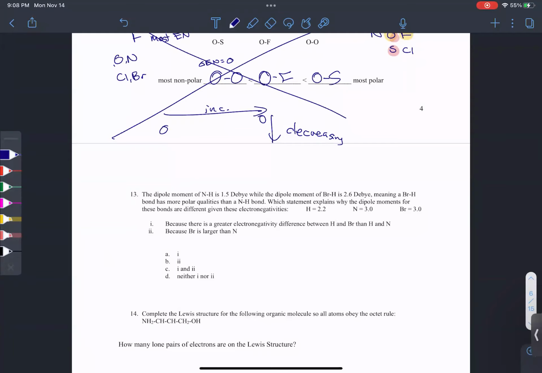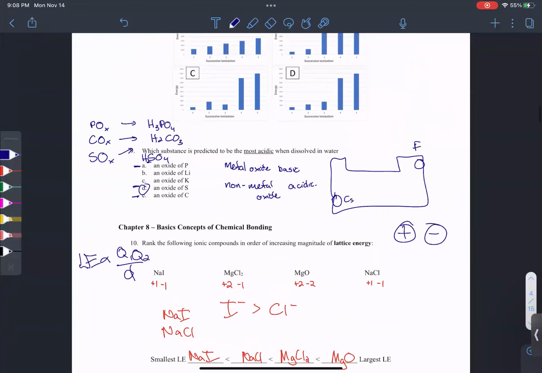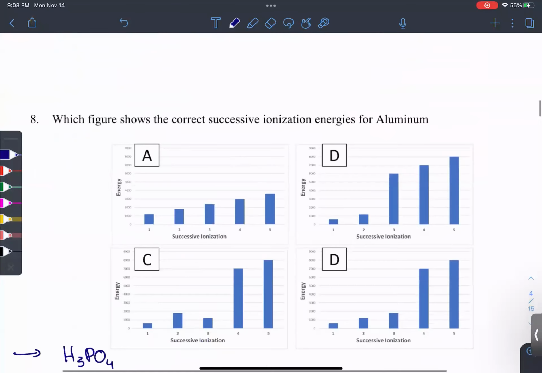Number what? Okay. Which figure shows the successive ionization energies for aluminum?